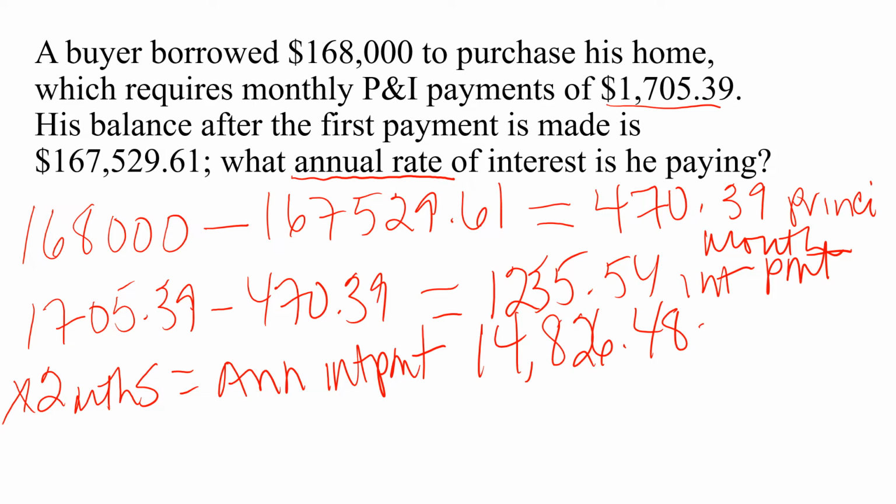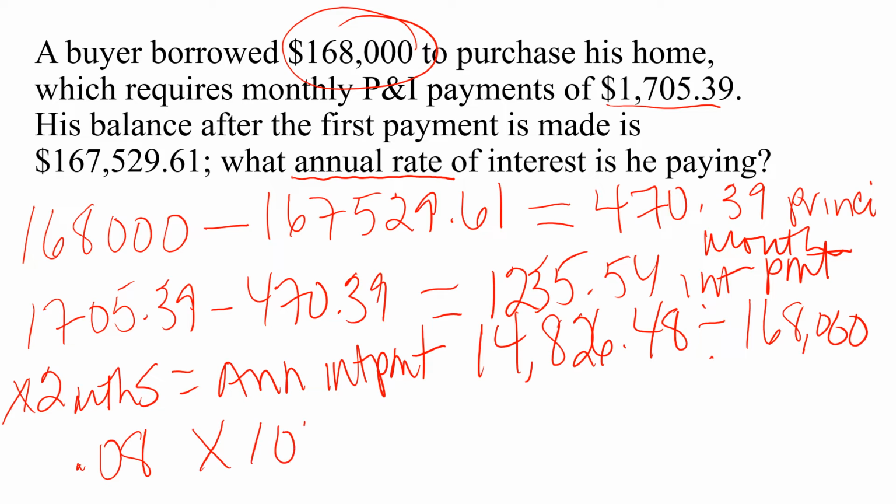Now when I divide that by my amount borrowed, which is 168,000, that gives me 0.088. I need a rate, so times 100 equals 8.8%.